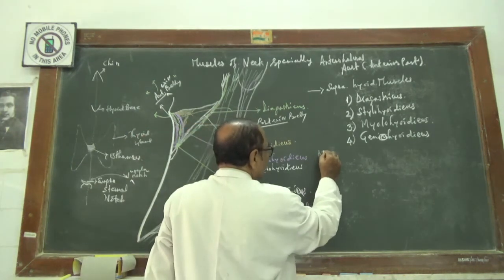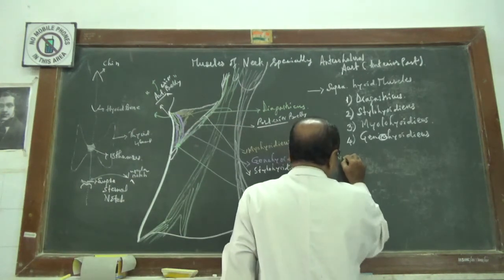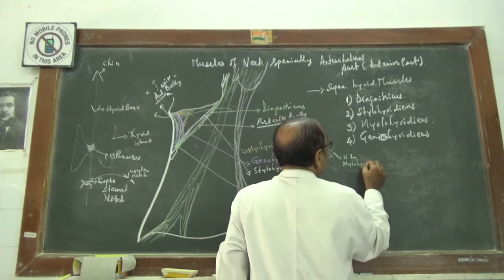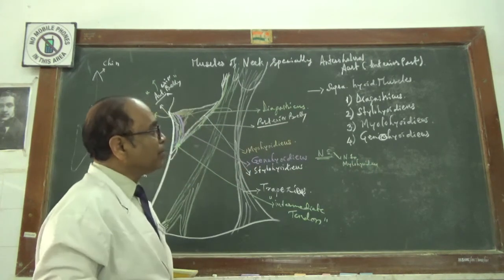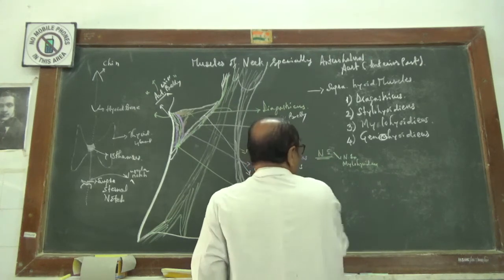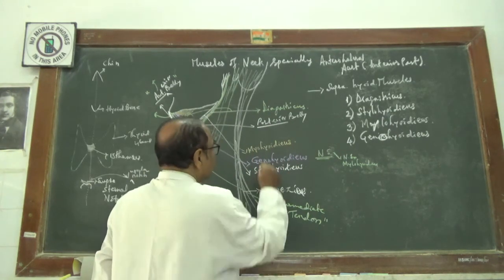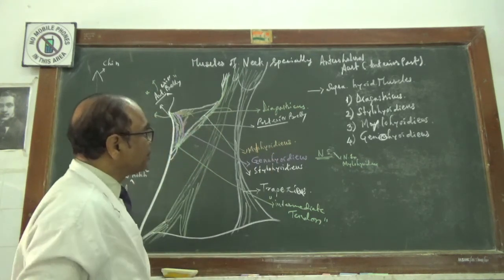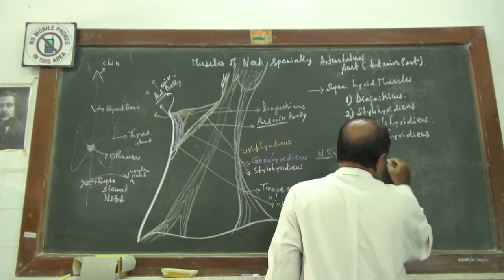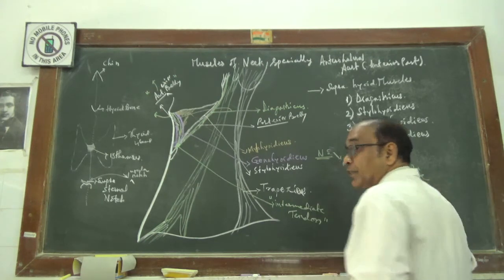Now coming to the nerve supply. The nerve supply for the anterior belly is the nerve to the mylohyoid, which is a direct branch from the inferior alveolar nerve.